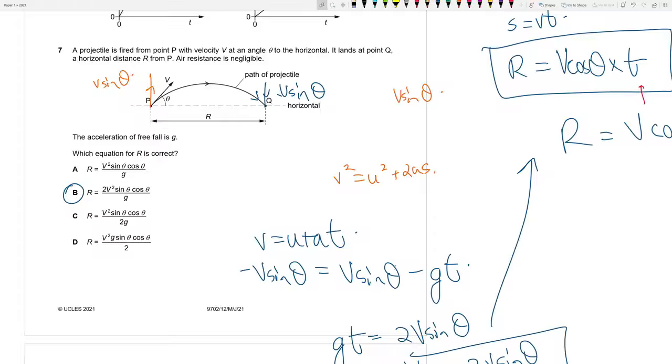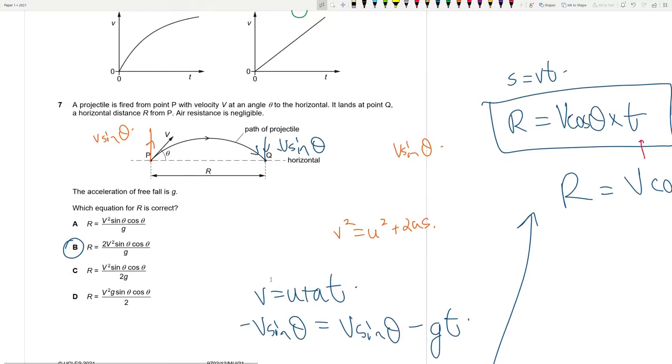So how are we going to do this actually? The horizontal component of velocity is v cos theta and the vertical component is v sin theta. Typically it should have been v cos theta into time t, but as you can see from the options given, there isn't an option like that. They somehow integrated v sin theta inside here, okay? Let's see how. Let's try to figure this out. Which equation for r is correct?